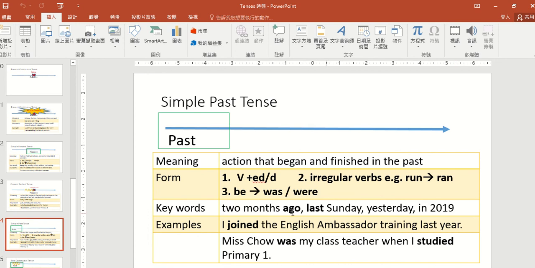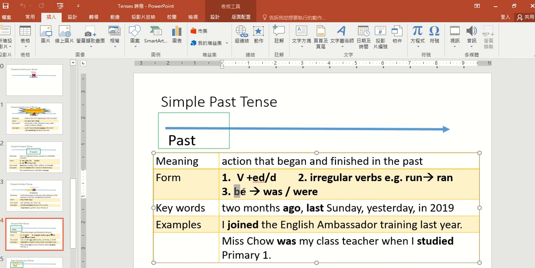And then number 3, the form of the verb to be. In present tense we change it to is, am, are, but in past tense we change it to was or were. All right, the keywords are ago, for example 2 months ago, last Sunday, the word last, you can say last month, last year, okay, or last a specific day. And then yesterday, or even in a specific year, in 2019, for example. Of course, it's last year, and then we use past tense for that.